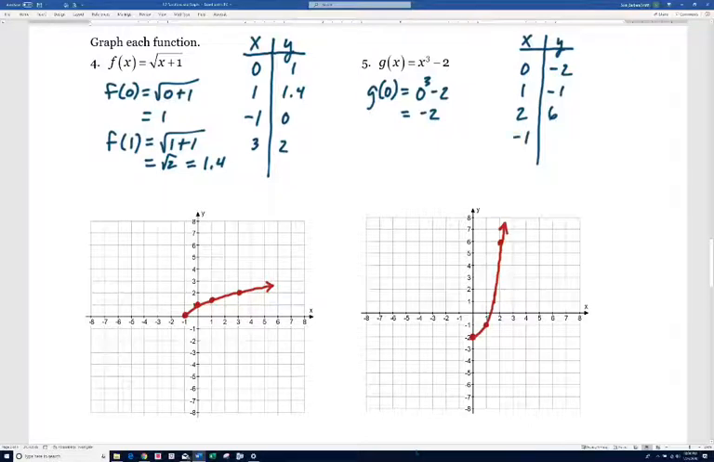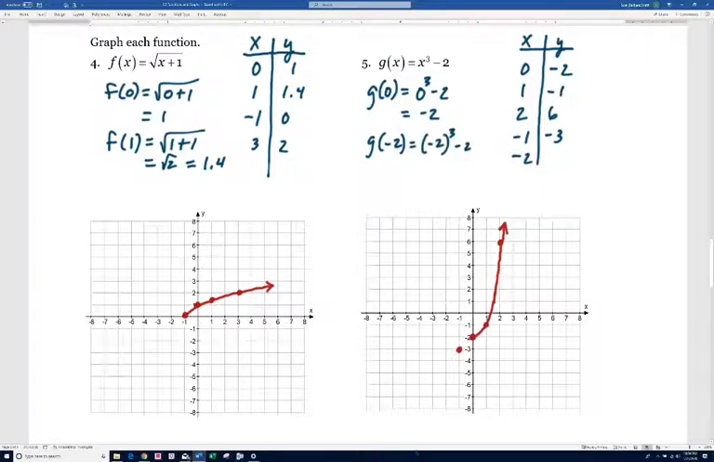x equals negative 1. Well, negative 1 cubed, negative 1 times negative 1 times negative 1, that would be negative 1. Minus 2, you're going to get negative 3. So that would be that point. Let's try one more. How about g of negative 2? I'll just go ahead and plug this one in.